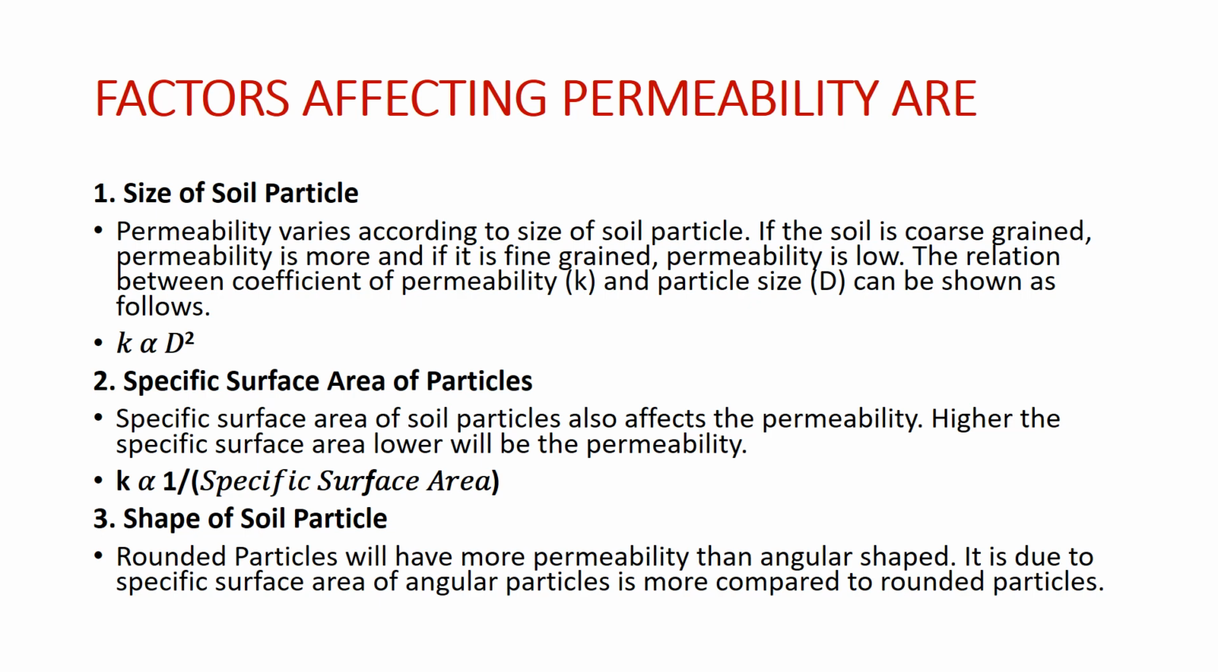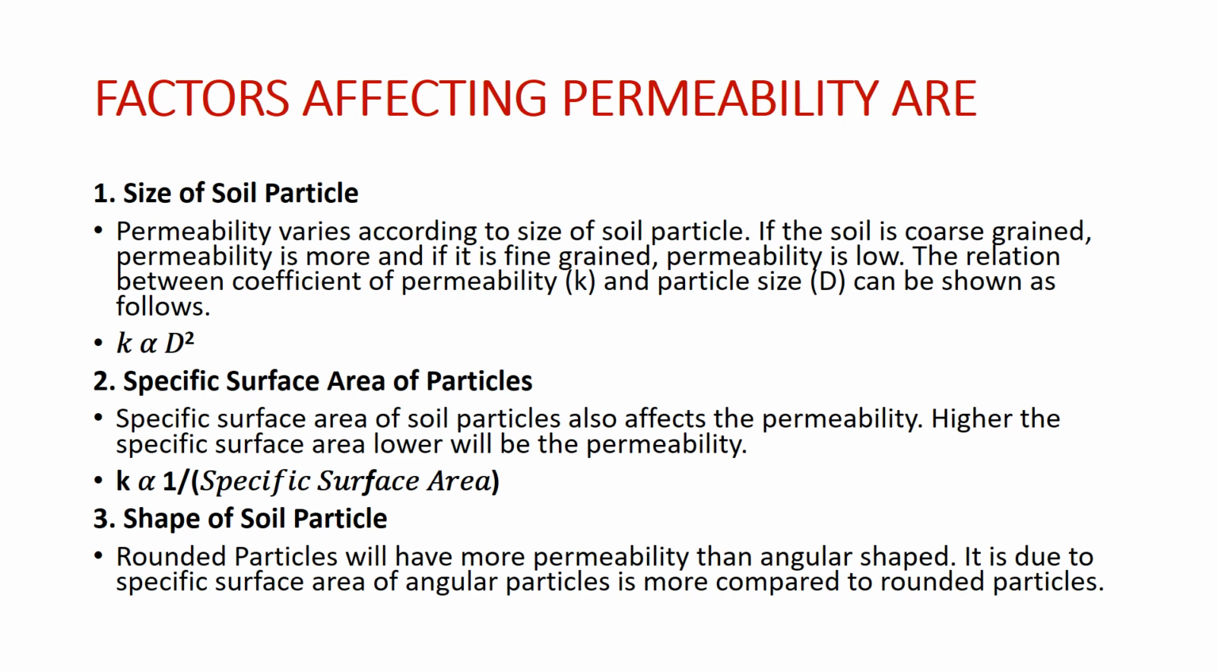So we can say that K is proportional to d square. As the size of the particle is less, K will be less, and as the size of particle is more, it will have higher permeability. So this depends on size, and K is proportional to d square. If we talk about specific surface area of particles, then it also affects the permeability. Higher the specific surface area, lower will be the permeability. So K will be inversely proportional to the specific surface area.